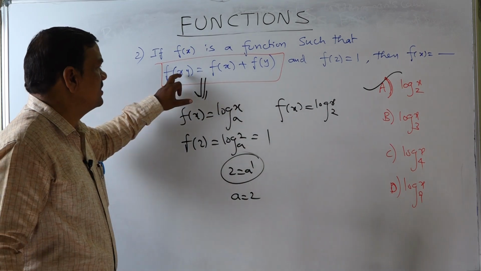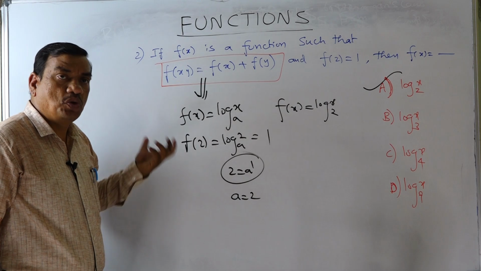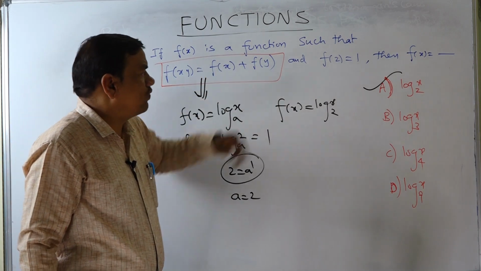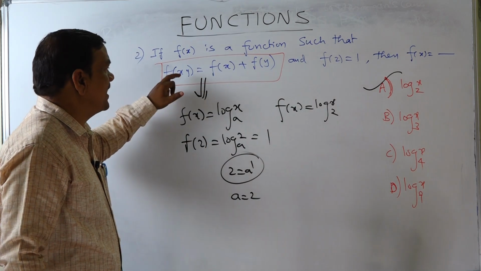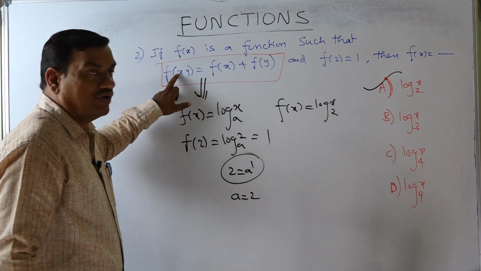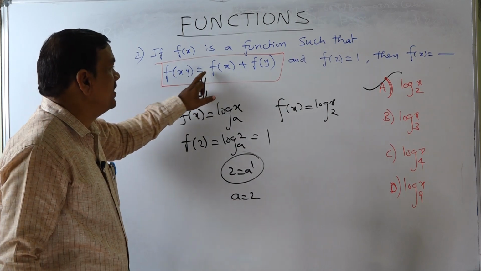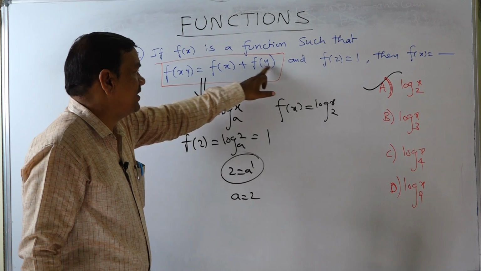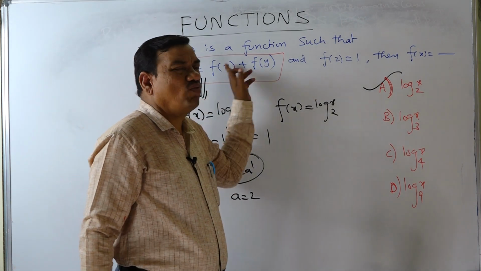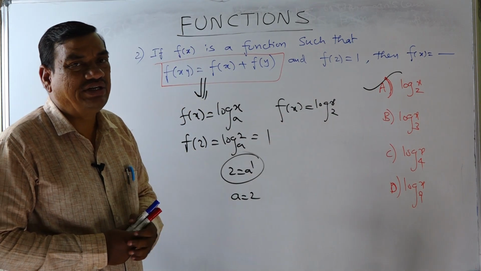Why? Because generally, somebody takes x is equal to 1, like that they will do. Somebody takes x is equal to 2. If you take x is equal to 2, then f of 2y is equal to f of 2 plus f of y. Again, f of 2 means what? 1. Like that they start doing different methods.